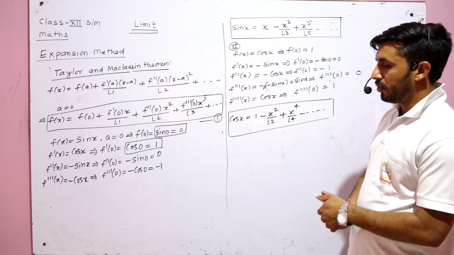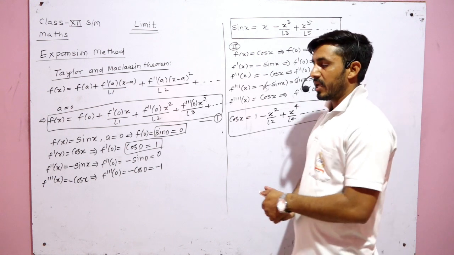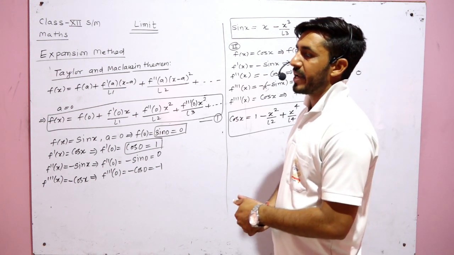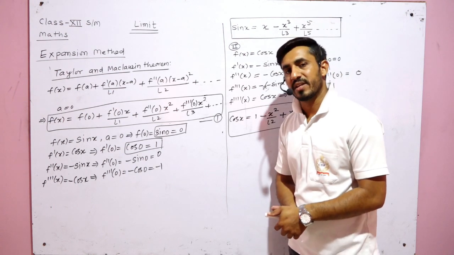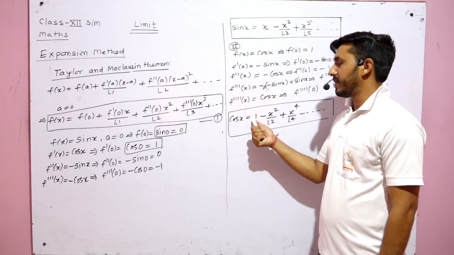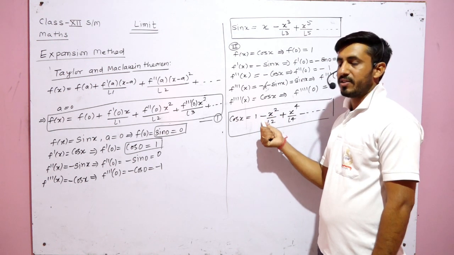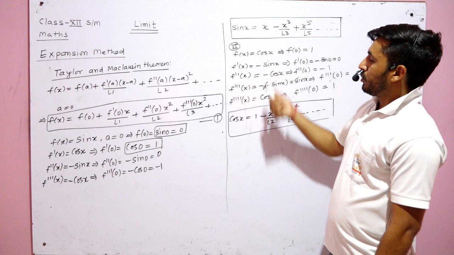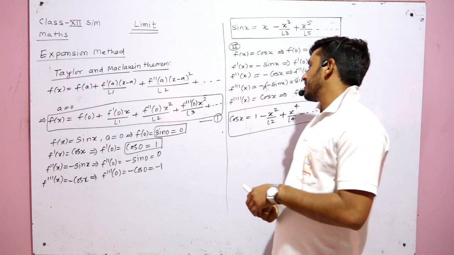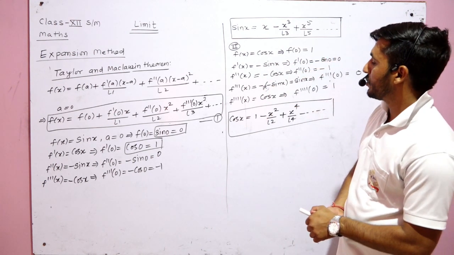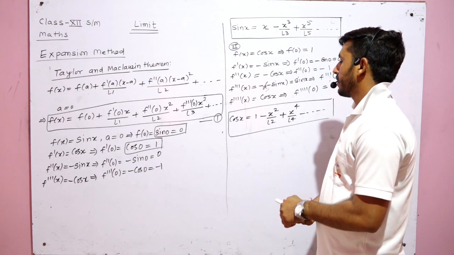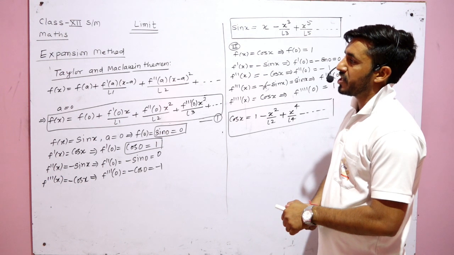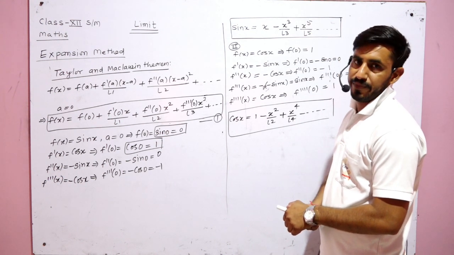Also we can observe a second thing, that all the terms come with alternate signs. First we take plus sign, then minus sign, again plus sign, and so on. The two expansions, the expansion of sin x and the expansion of cos x, we have obtained by using the Taylor or Maclaurin theorem.